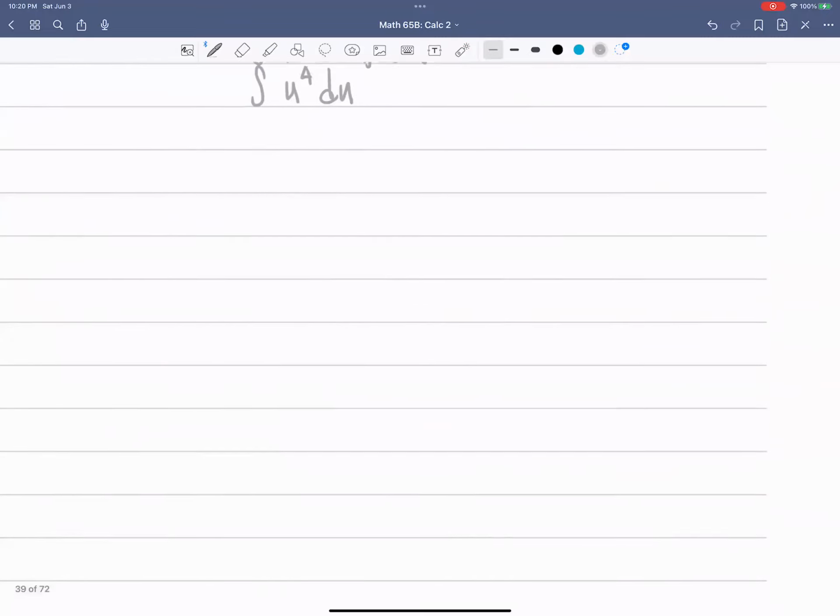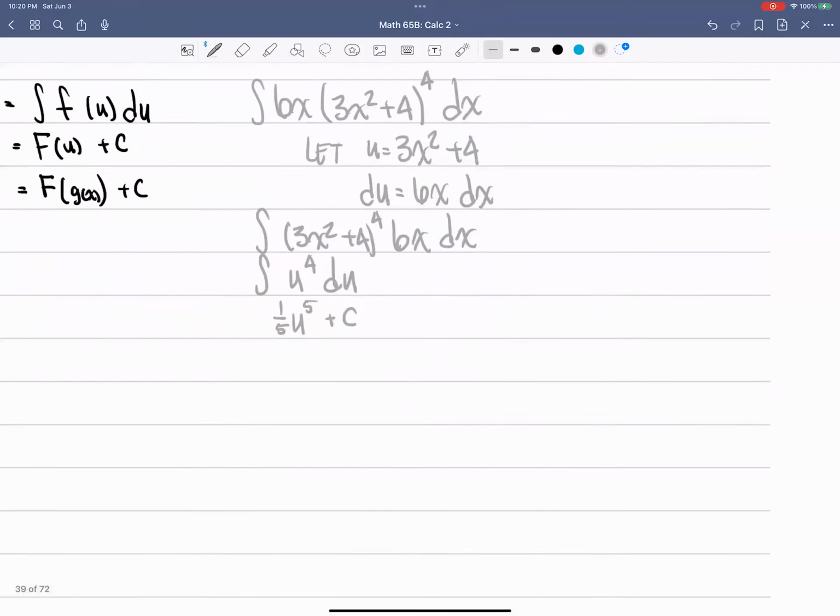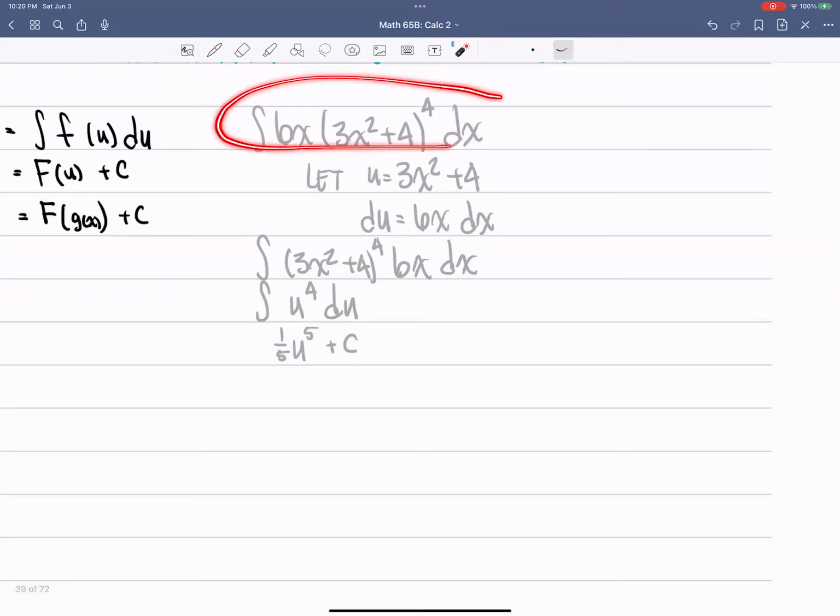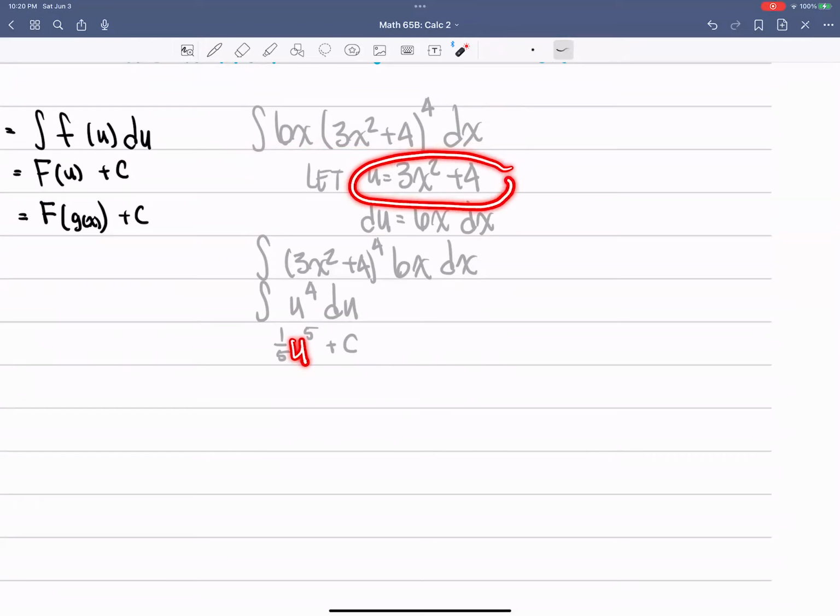Now let's hide the rest of it. This is something that we could integrate really, really easily. To integrate that part, we would just say u to the power 5, multiplying that by 1 over 5, plus some constant that we don't really know exactly what it is, but we know that that constant's still there. All right, so we just integrated that, but we should be in terms of x's. The integral was in terms of x's, and we are in terms of u's right now. So instead of u, let's replace it with that 3x squared plus 4.